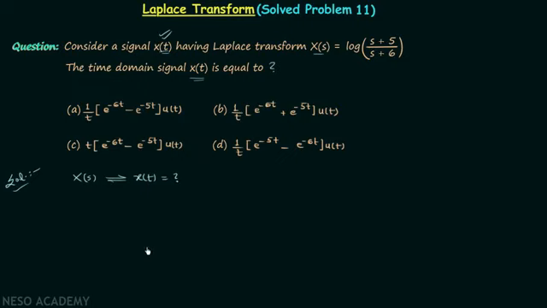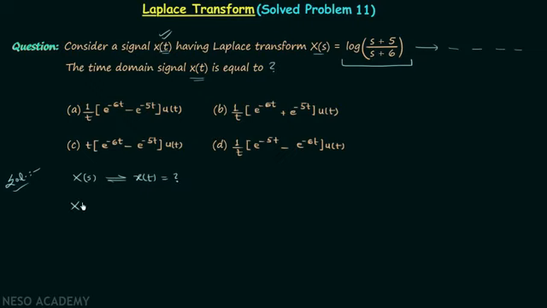We can simplify the Laplace transform and try to have the known Laplace transforms. This means we will try to simplify the given Laplace transform to a combination of known Laplace transforms, and from there we can easily obtain the corresponding time domain signal. This will be more clear when I solve this question.